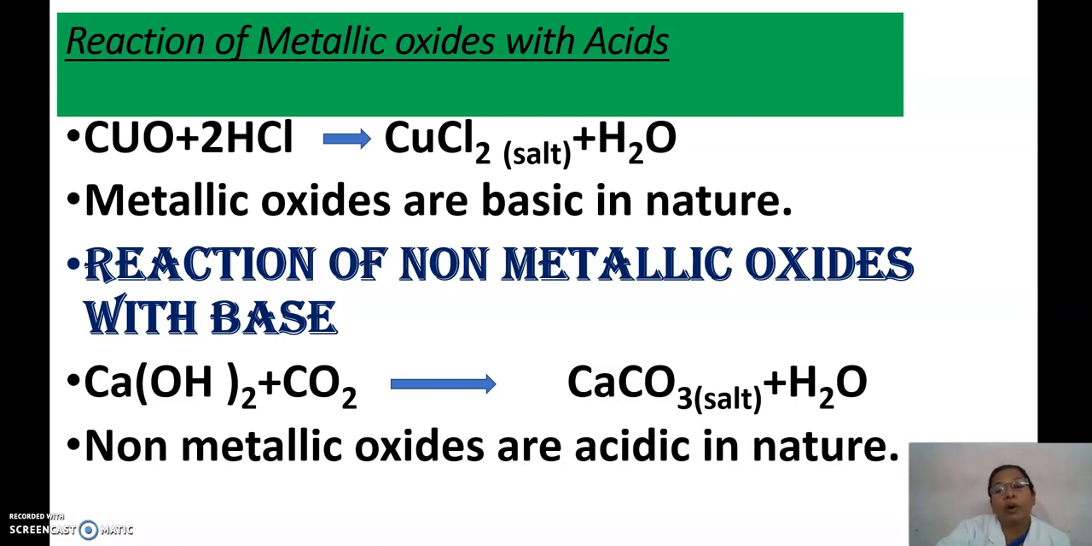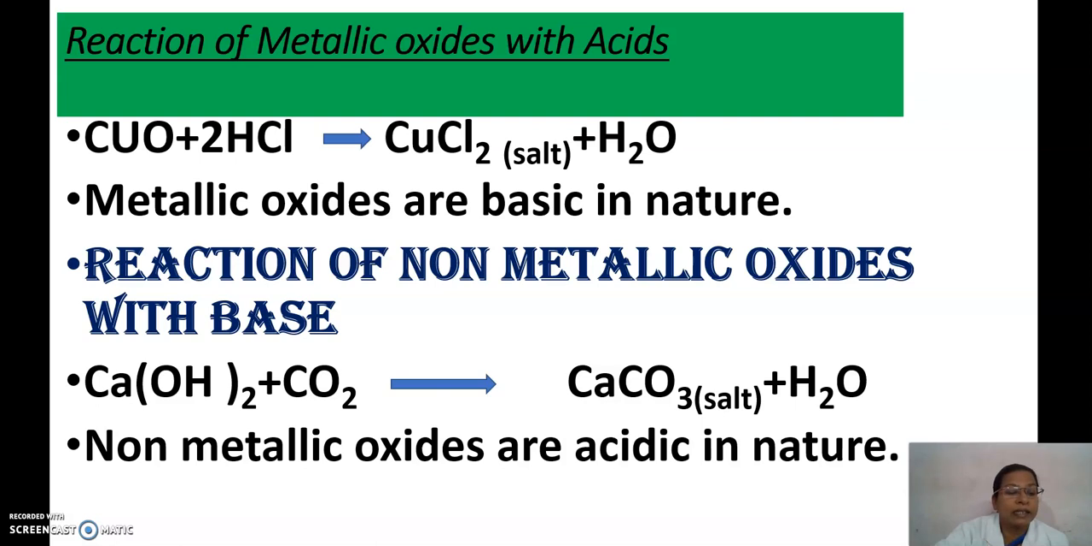Then we will go for the non-metallic oxides. See the reaction of non-metallic oxides with base. Here I have taken the example of calcium hydroxide. Calcium hydroxide is a base like magnesium hydroxide and sodium hydroxide. It is reacting with carbon dioxide. And you see again the products formed here are calcium carbonate and water. That is, one salt and water are formed. So again I have to tell you that in the neutralization reaction the common products are salt and water.